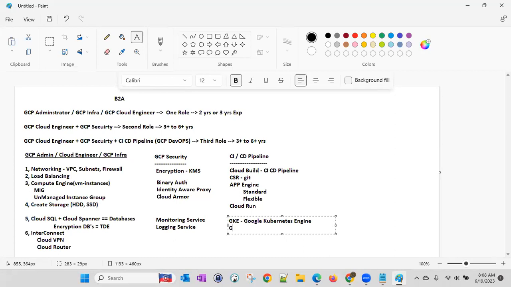We have Google Deployment Manager, but nobody is using it. Instead of that, we are using Terraform. Okay, we are going to see Terraform. All those things, right? Any doubts, any questions? No questions? Okay, fine. This is the structure we are going to discuss.